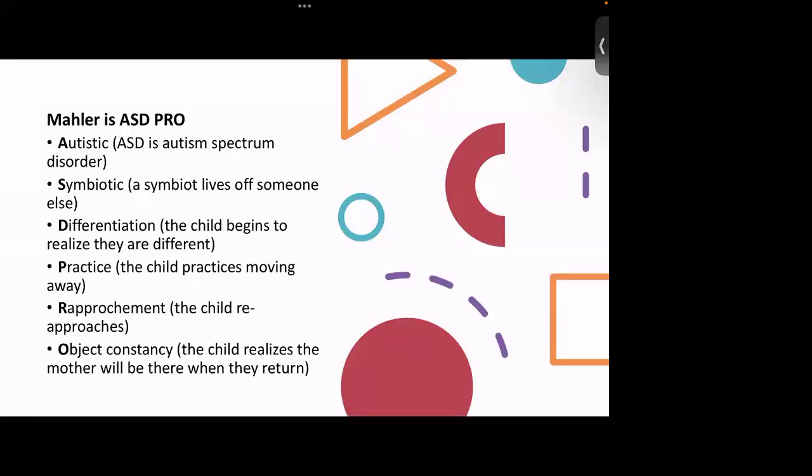Then the S is symbiotic. If you watch a lot of Spider-Man cartoons, I'm sure you're familiar with the idea of a symbiote living off someone else. S, symbiotic, that's the second stage. D, differentiation. Like we said, the child begins to realize they are different. P is practice. The child begins practicing to move away. R, rapprochement, where the child reapproaches or looks over their shoulder at their mom, or dad or caregiver. And finally, O, for object constancy.